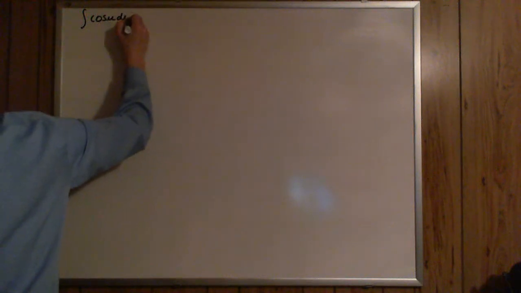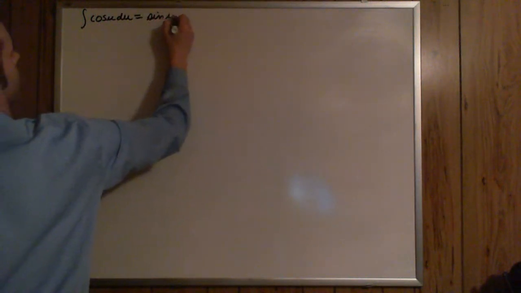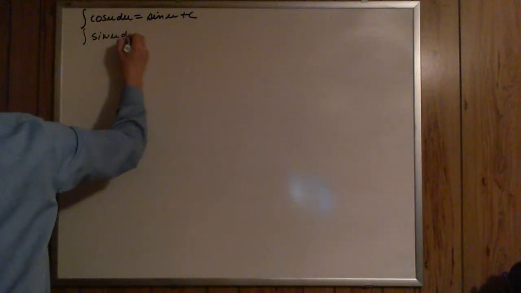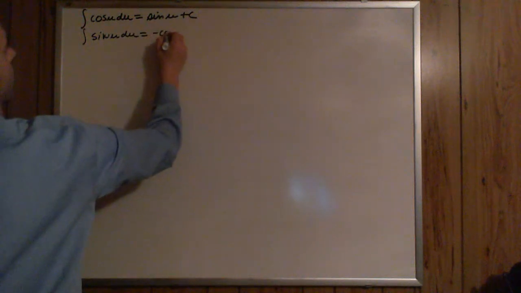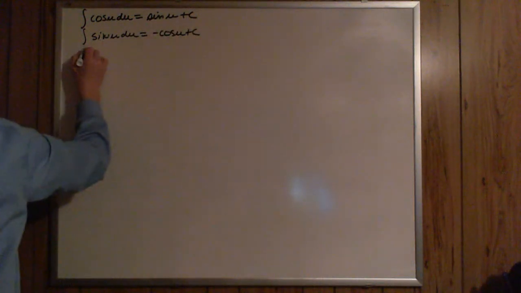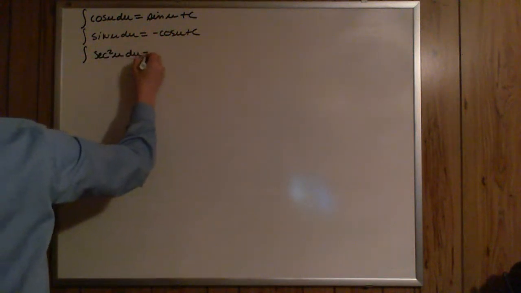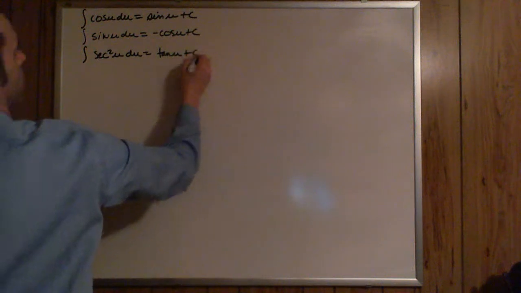Okay, so here in this video we're actually going to look at taking the antiderivatives of our trig functions. But before we proceed to an example, let's list the trig integrals that we have. The indefinite integral of cosine u du is equal to sine u plus c. The indefinite integral of sine u du is equal to negative cosine u plus c. And the indefinite integral of secant squared u du is equal to tangent u plus c.